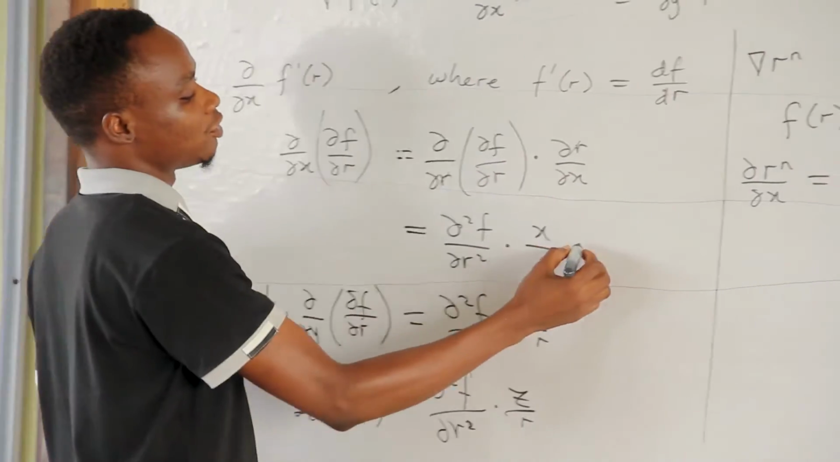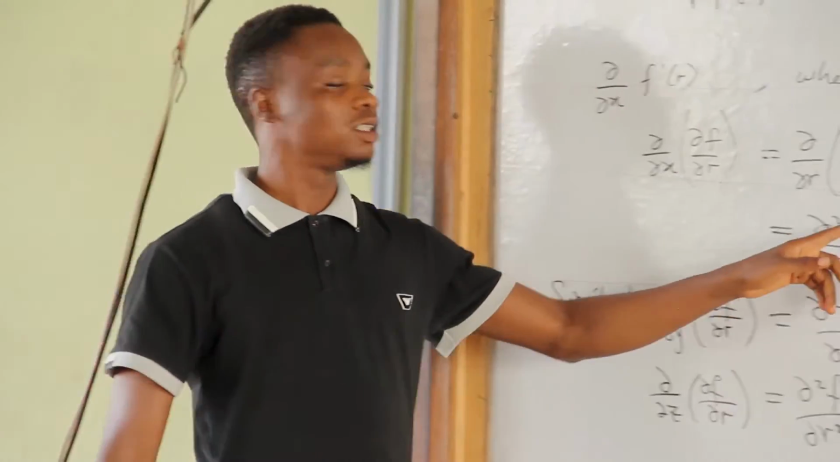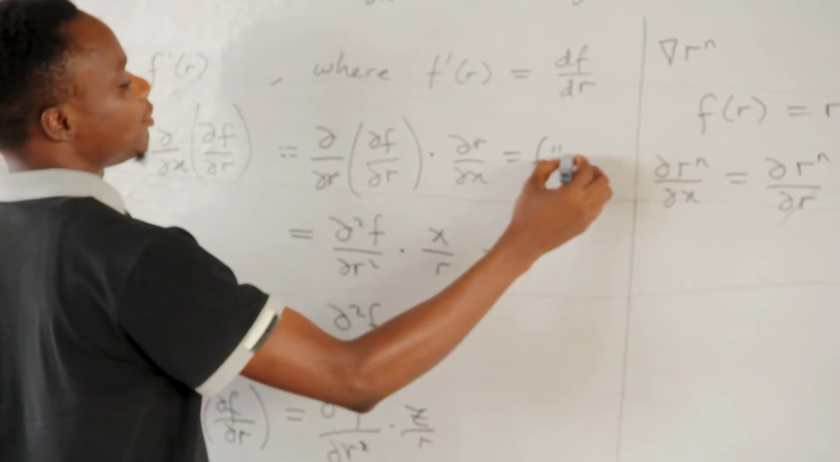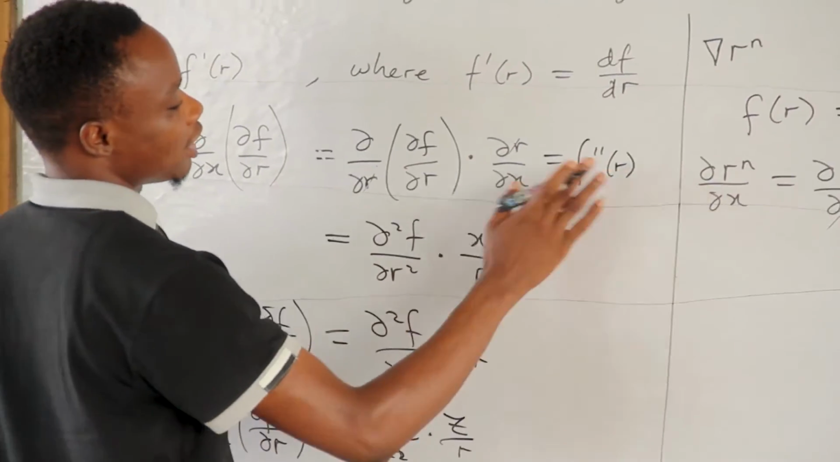Don't forget also, listen now. Don't forget that f is a function of r only. So if you do del square f del r square, that's the same thing as f prime prime of r. That's the second derivative of f with respect to r. Is it making sense? So that is going to give us this. What I have here is just going to be f prime prime of r multiplied by x over r.